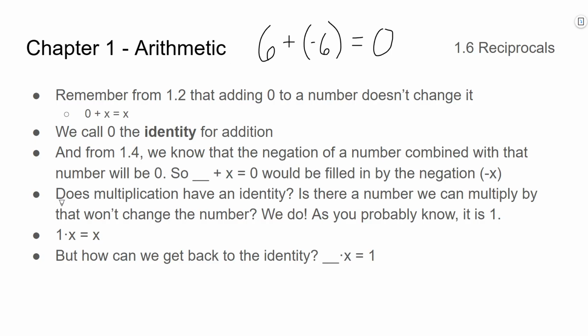So now, moving on to multiplication, does multiplication have an identity? I just said it's not 0, because if you multiply a number times 0, you don't get the same number back. So if you multiply a number times something, what do you have to multiply with to get the same number back? And that number is 1, which you probably already know. So if you do 1 times a number, you get that same number back. So 1 times x will just be x. All right, so that's pretty easy. But how do we get back to the identity? So if we have x, how do we get back to 1?